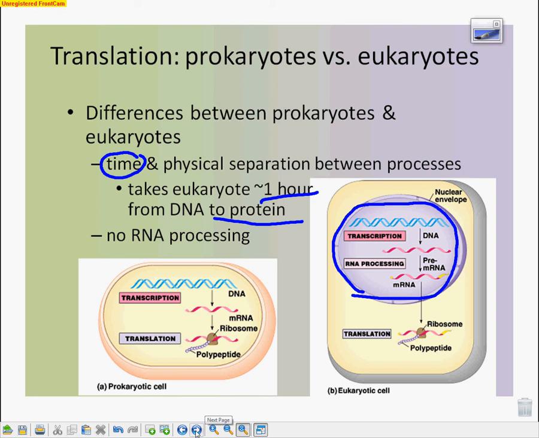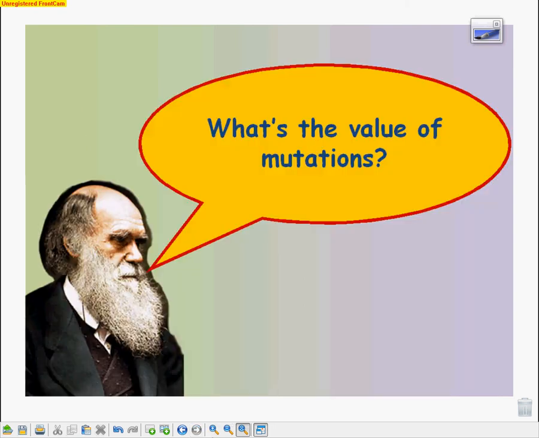All right, so just wanted to wrap up those few things, and what we got to start thinking about next is what's the value of having a mutation? What's the value in making a protein that's brand new to a system, and how does that impact the organism and the cell?